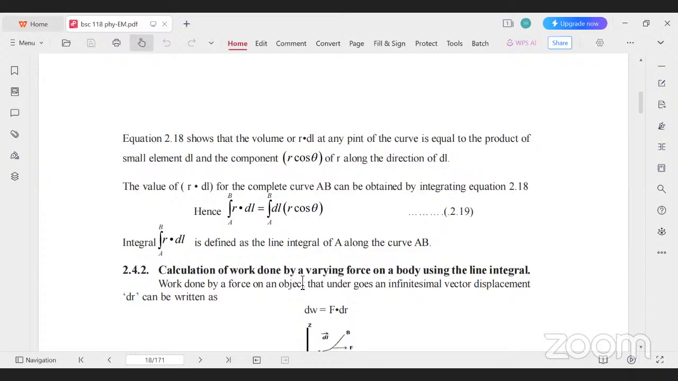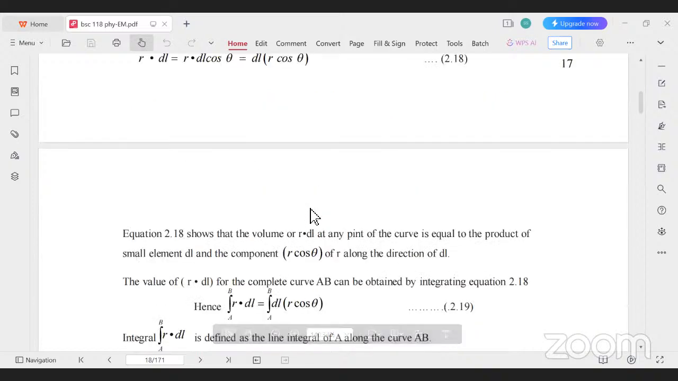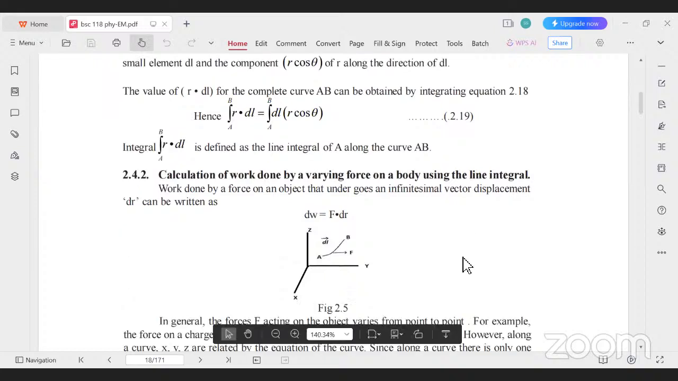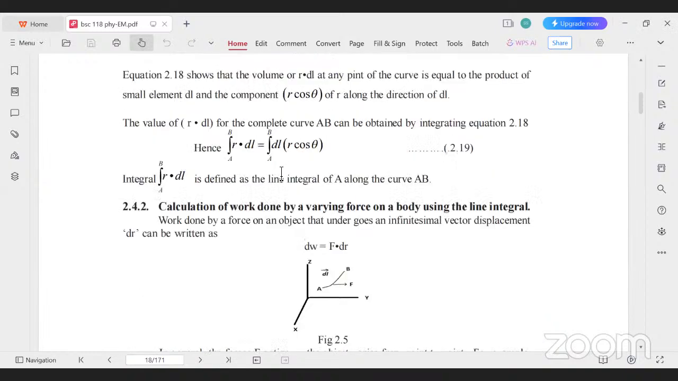Here what we are doing is simplifying for one single line. If I am able to find it for one single line, I can find it for the surface and for the volume. So the integral from A to B of R dot dl is defined as the line integral of R along the curve AB. This is the line integral, simple, nothing complicated. Next comes calculation of work done by a varying force on a body using the line integral. Till here it is fine? Okay, this is about the line integral.